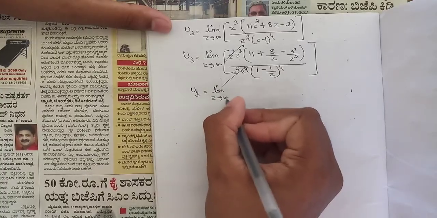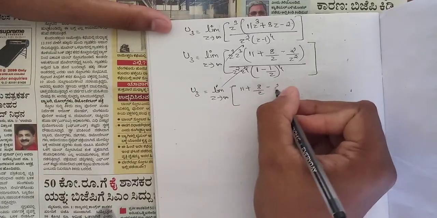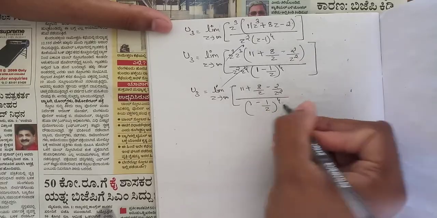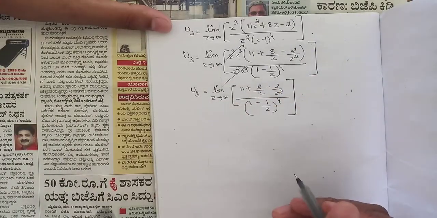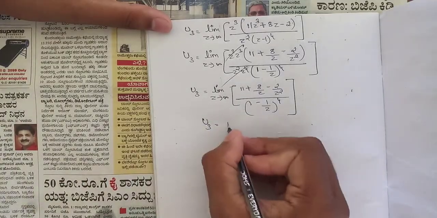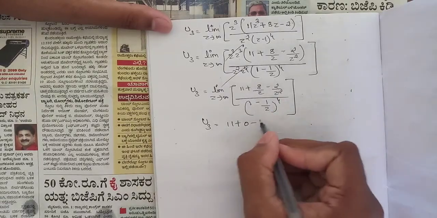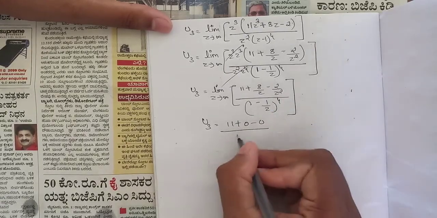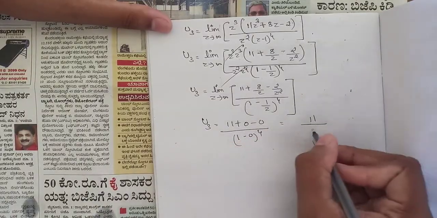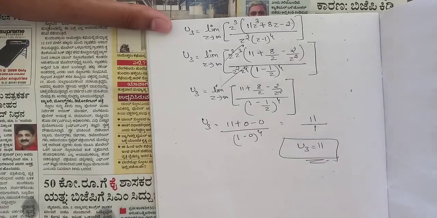So the remaining term is 11 plus 8 by z minus 2 by z square divided by 1 minus 1 by z whole to the power 4. So now again let's apply the limit condition. That is 11 plus 8 by infinity is 0 minus, again this 2 by infinity square becomes 0, divided by 1 minus 0 to the power 4. So 11 divided by 1. So the value of u3 which we got is 11.